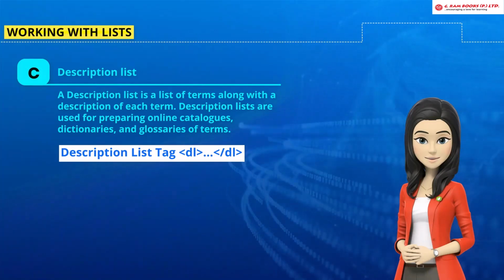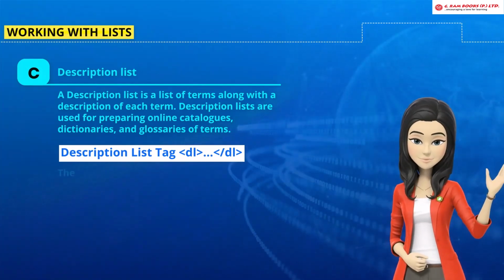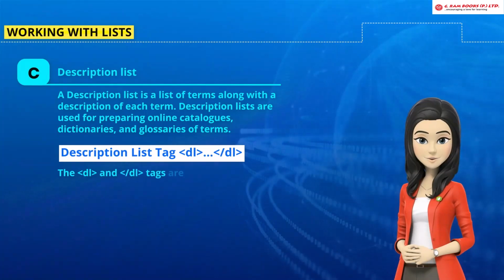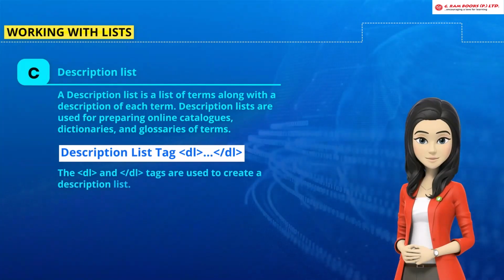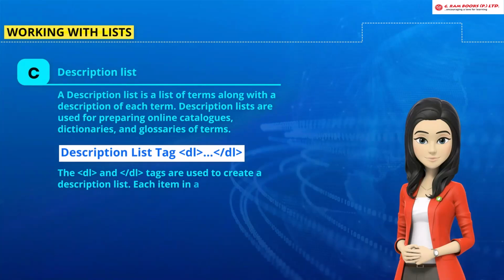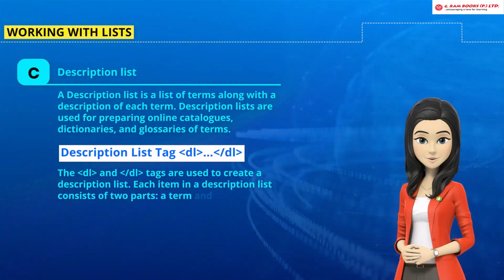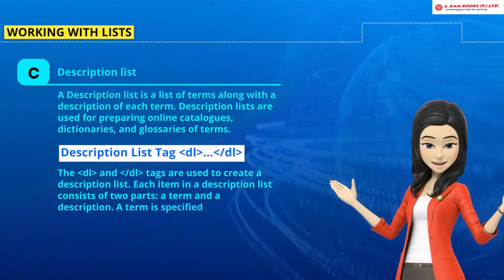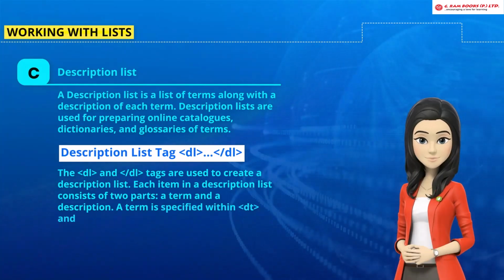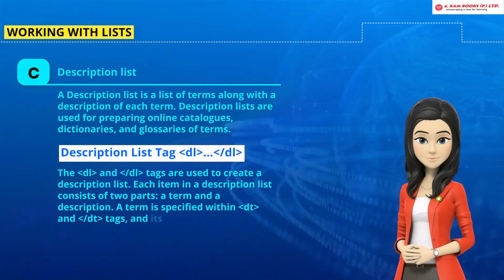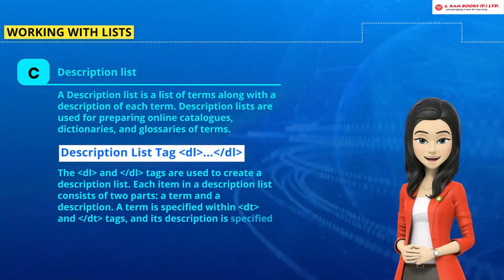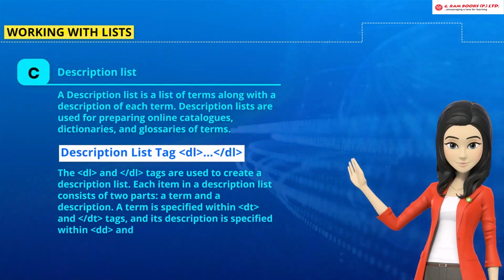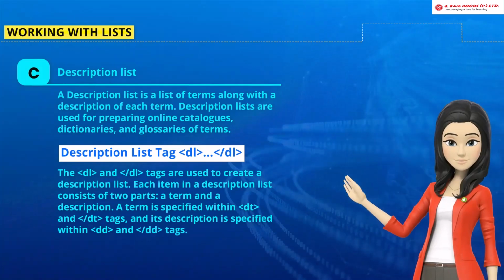The DL and /DL tags are used to create a description list. Each item in a description list consists of two parts, a term and a description. A term is specified within DT and /DT tags, and its description is specified within DD and /DD tags.